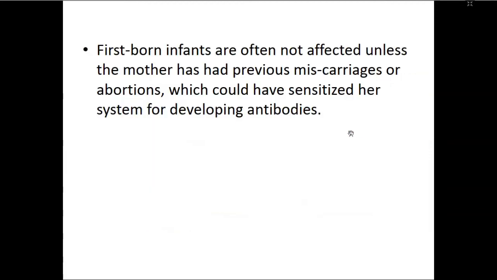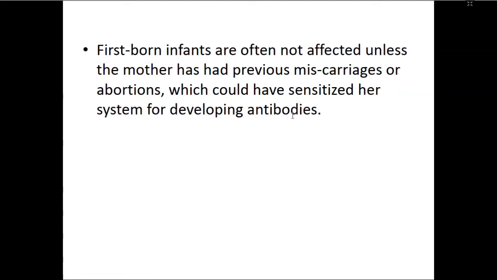Now there is an important statement: firstborn infants are often not affected unless the mother has had previous miscarriages or abortions, which could have sensitized her system to develop antibodies. So basically, in a firstborn infant, the fetus is Rh positive while the mother is Rh negative.